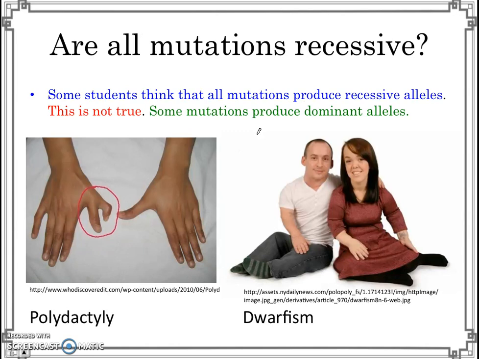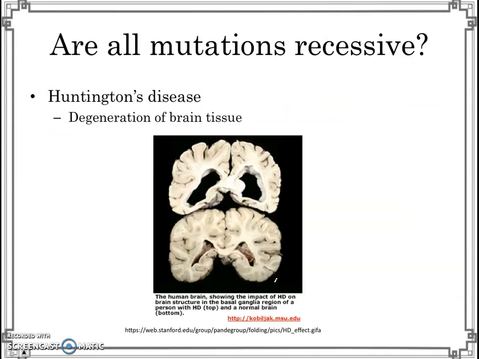The other thing to say is that not all mutations are recessive. So far we saw that the mutations resulted in recessive alleles. For example, when HbA mutated, it became HbS, which is recessive. However, not all mutations produce recessive alleles. Some produce dominant alleles. For example, polydactyly, extra fingers, is caused by a dominant allele, as well as dwarfism. Huntington's disease, where your brain degenerates when you're about 35 years old, is also caused by a dominant allele.